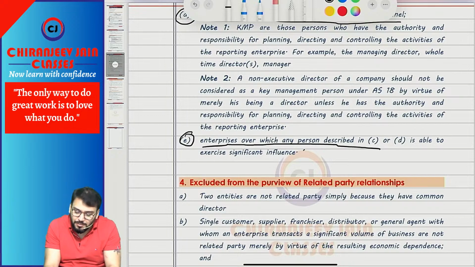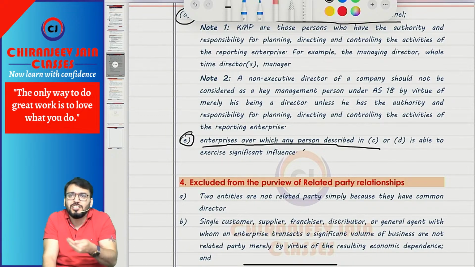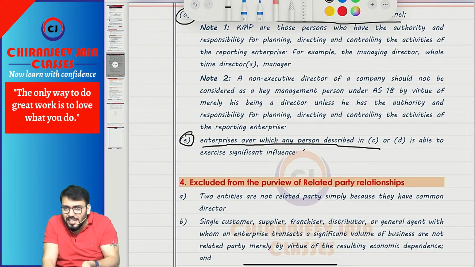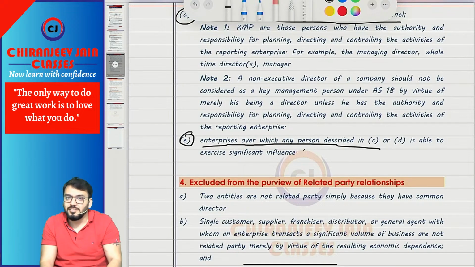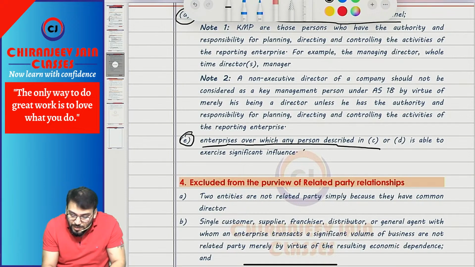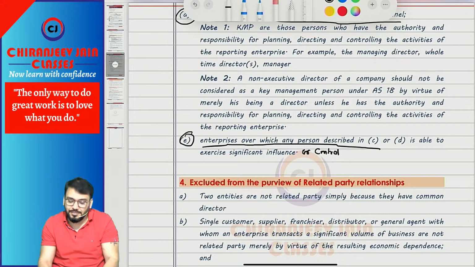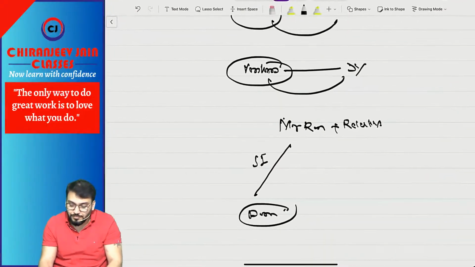Significant influence will mean, can I say control will include significant influence? So when I am saying exercise significant influence, automatically control will also be included, because control includes what? Significant influence. So "is able to exercise significant influence or control", that is what is hidden. Correct. So what do they want to say?